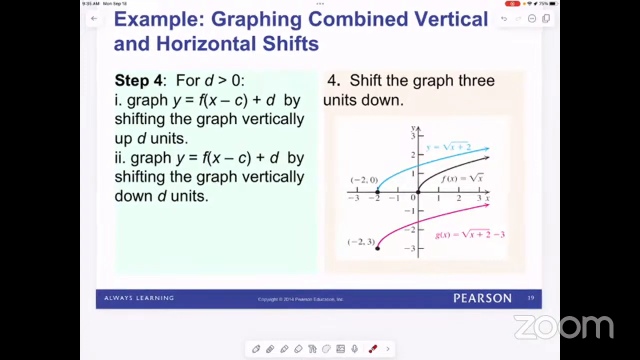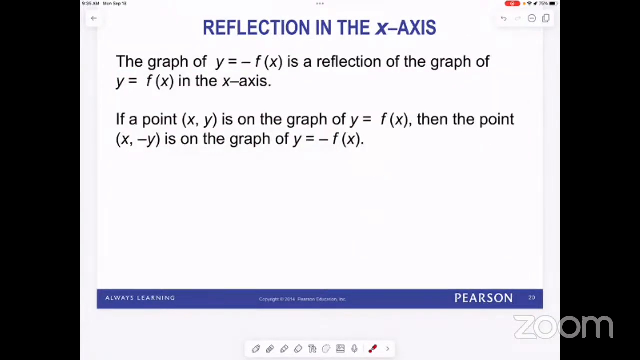Okay, so we've seen our 4 rigid transformations that just change the position of our graphs. So let's look at this one, reflection in the x-axis. The graph of y equals negative f of x is a reflection of the graph about the x-axis. If a point x comma y is on the graph of the original, then the point x comma negative y is on the graph of y equals negative f of x, right? So notice this negative is outside of our basic function. We're multiplying the outside of our function by a negative.